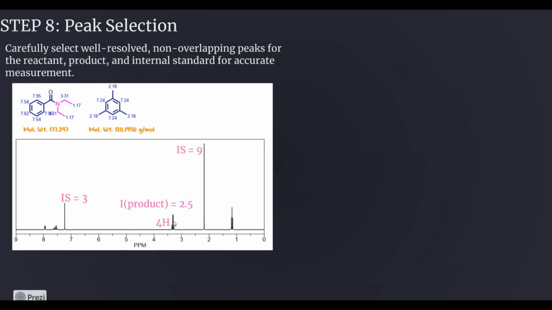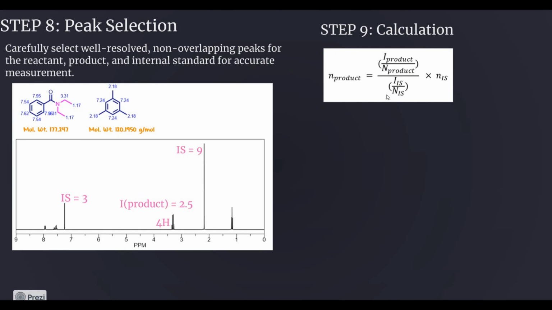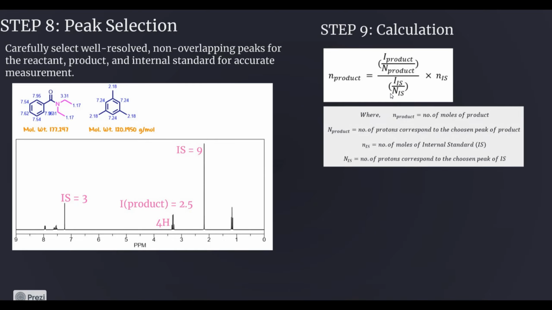Now we are going to use this formula which we have already seen. How this formula comes, I have explained in my previous video. You can watch that video to understand the basics behind this formula. Here, n is the number of moles of the product, capital N is the number of protons corresponding to that signal, n IS stands for the number of moles of the internal standard, and capital N IS stands for the number of protons corresponding to the chosen peak of the internal standard.